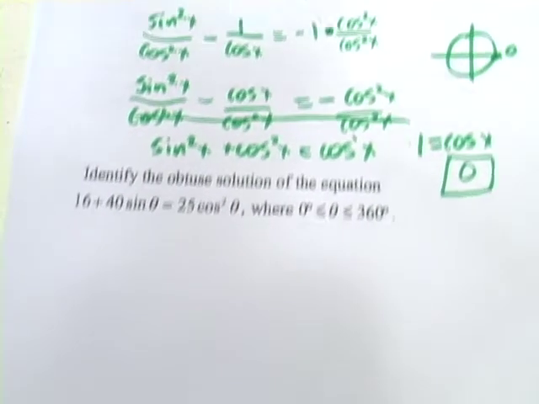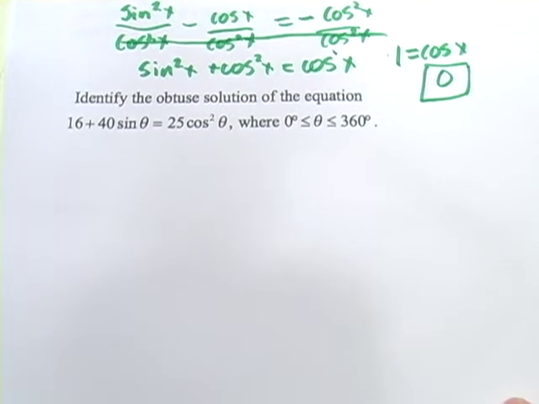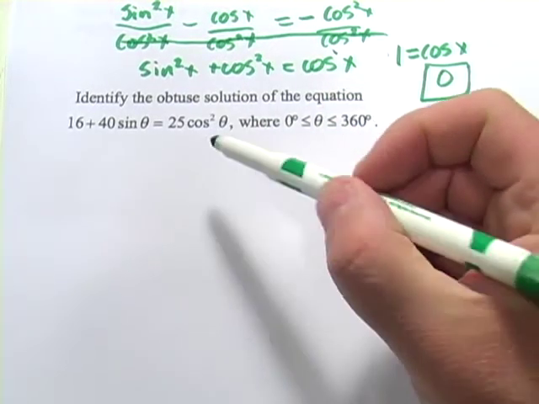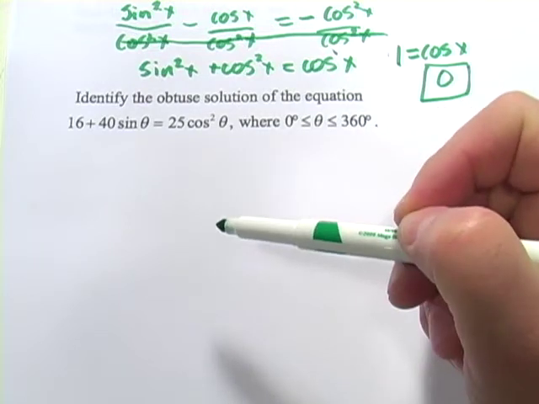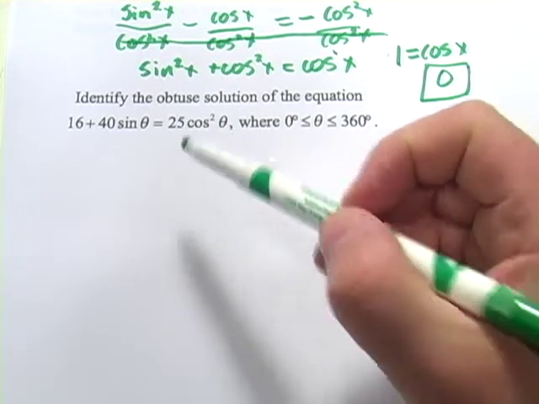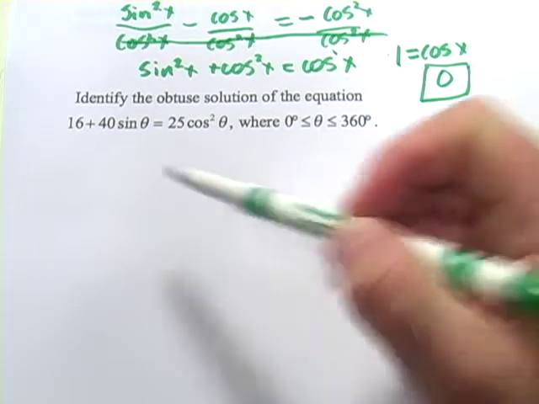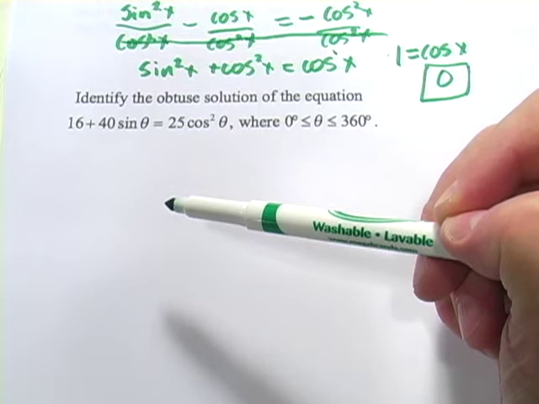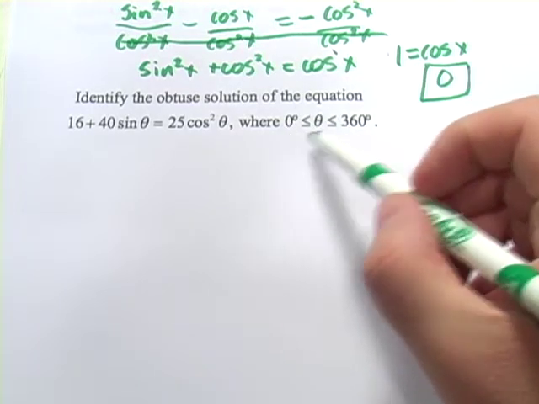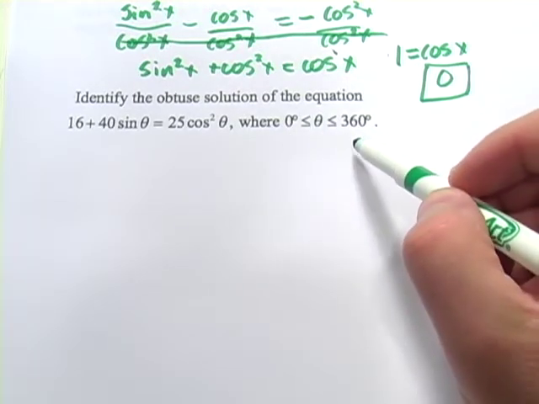All right, let's try one more. And this one is a tricky type. What we're actually doing is having a trigonometric function in the form of a quadratic function. I'll show you how that works. It says, identify the obtuse solution of the equation, and we have 16 plus 40 sine theta equals 25 cosine squared theta, where theta is between 0 degrees and 360 degrees.